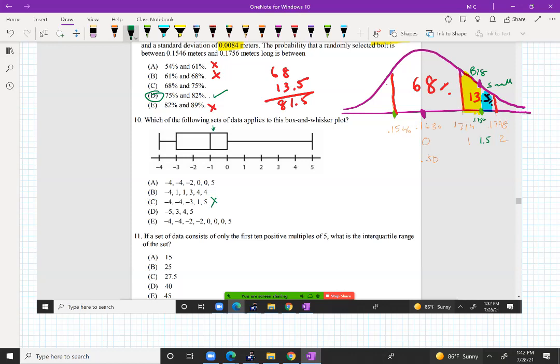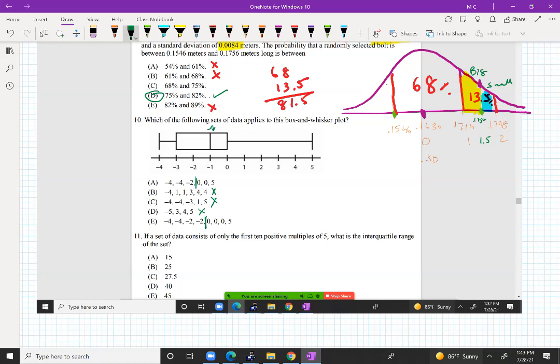The middle of D is also not -1, so that's also out. B is out. Just with median, you can throw those out. And for this one, the median is right in the middle. So those are correct, for A and E.